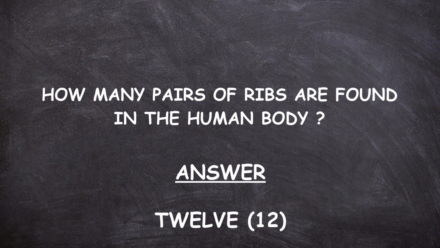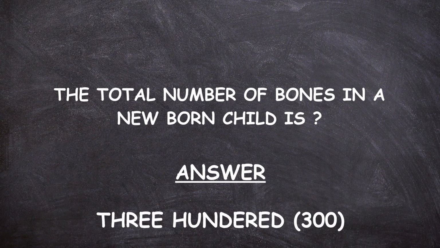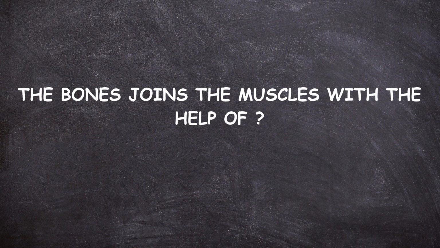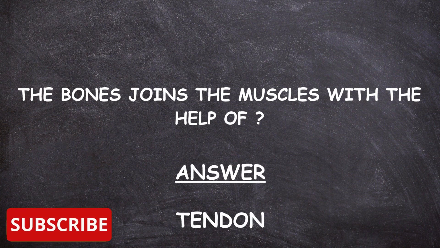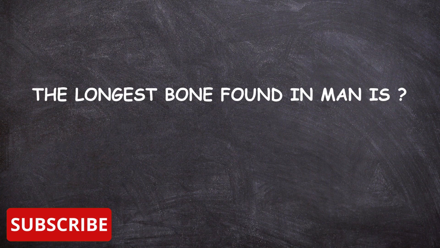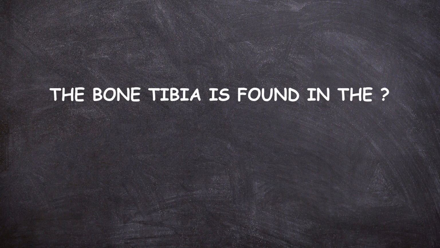How many pairs of ribs are found in the human body? Answer: 12. The total number of bones in a child is? Answer: 300. The bones joins the muscles with the help of? Answer: tendon. The longest bone found in man is? Answer: femur.